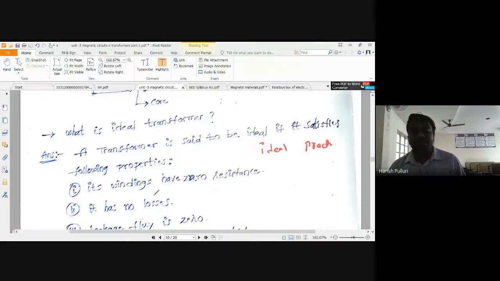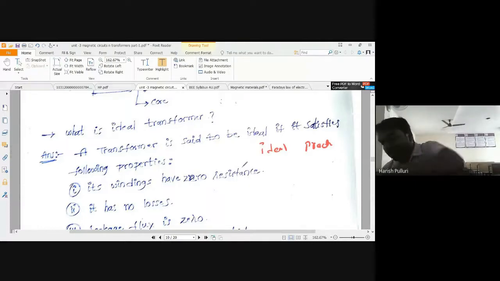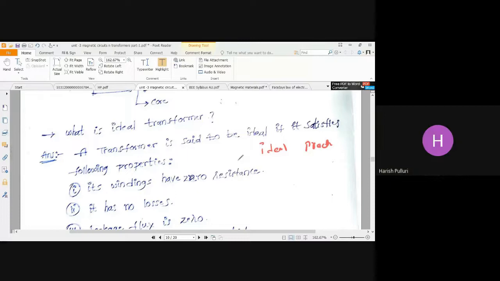So first, coming to the one point, efficiency. Generally, any machine we verify the performance based upon the efficiency, right? So we take the efficiency. What is the efficiency in practical cases? In practical cases, it is less than 100.